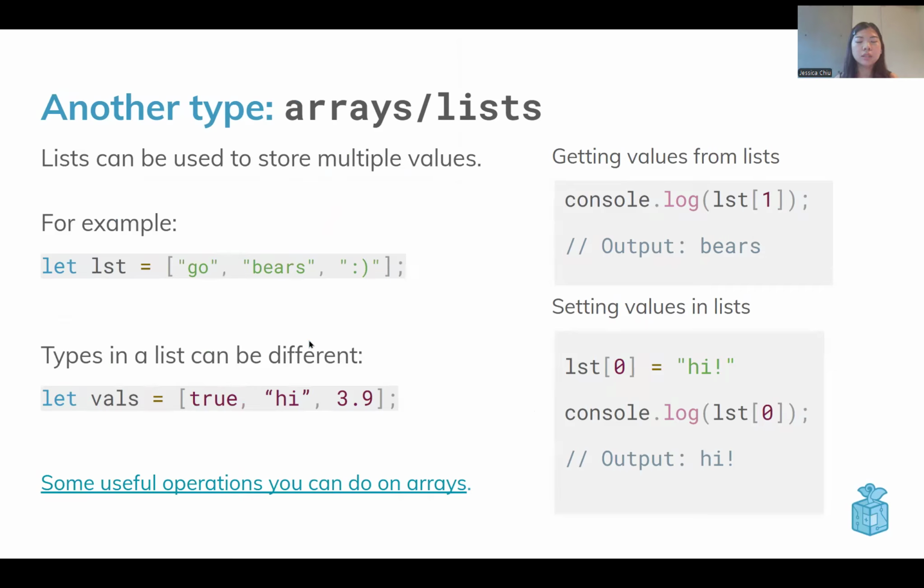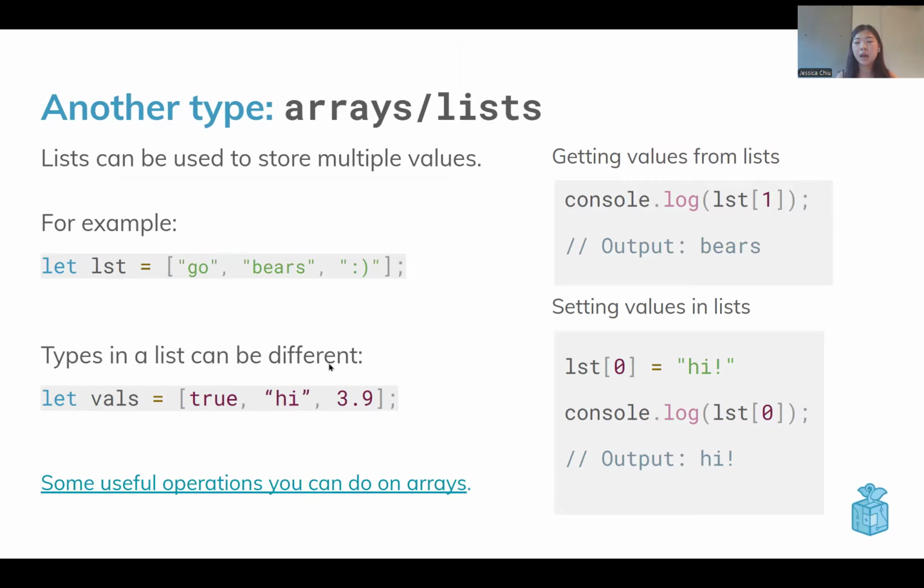To hold them all. So you can see the syntax for that is we create a variable like any other. We do let, the name of the list, equal sign, and we use square brackets for arrays, okay? And then you can separate all the values in the square brackets by commas. You can even create an array with multiple different types, so it doesn't have to be all strings or all numbers. It can be booleans, strings, numbers, whatever you want.